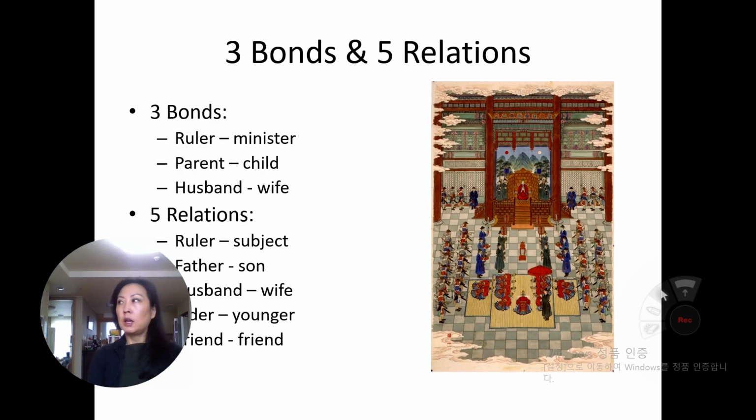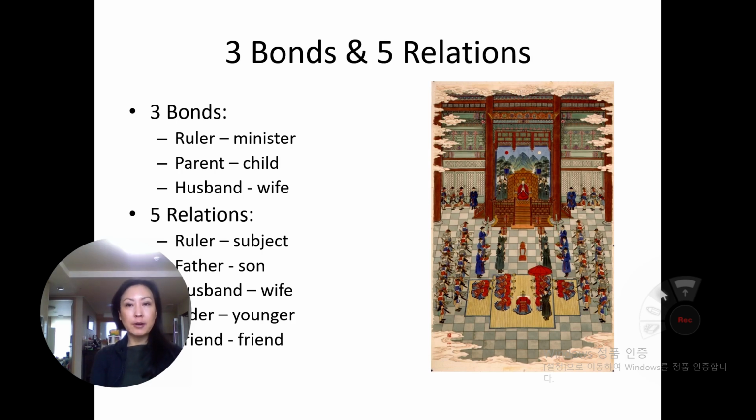Okay, so just to give you a brief overview, these relationships are based on the idea of the 3 bonds and the 5 relations. So the 3 bonds are between the ruler and the minister, or between the king and his officials, between parent and child, and between husband and wife. And the 5 relations are ruler and subject, father and son, husband and wife, older and younger, and between friend and friend. Now, all of these relationships are hierarchical. This is not about equality or egalitarianism or equal rights.